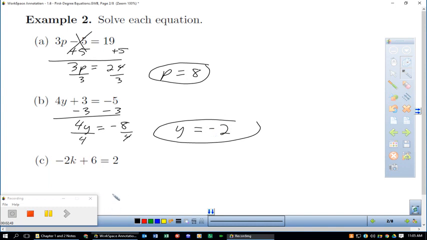Last of these simplistic equations, -2k plus 6 equals 2. First, we will subtract 6 from both sides, so we get -2k equals -4. And then dividing by -2 on both sides, we get k equals +2. If we plug 2 in, that's -4 plus 6, which is in fact +2. So those are what you might call two-step equations. Starting with our next example, we will have quite a few that are multi-step.